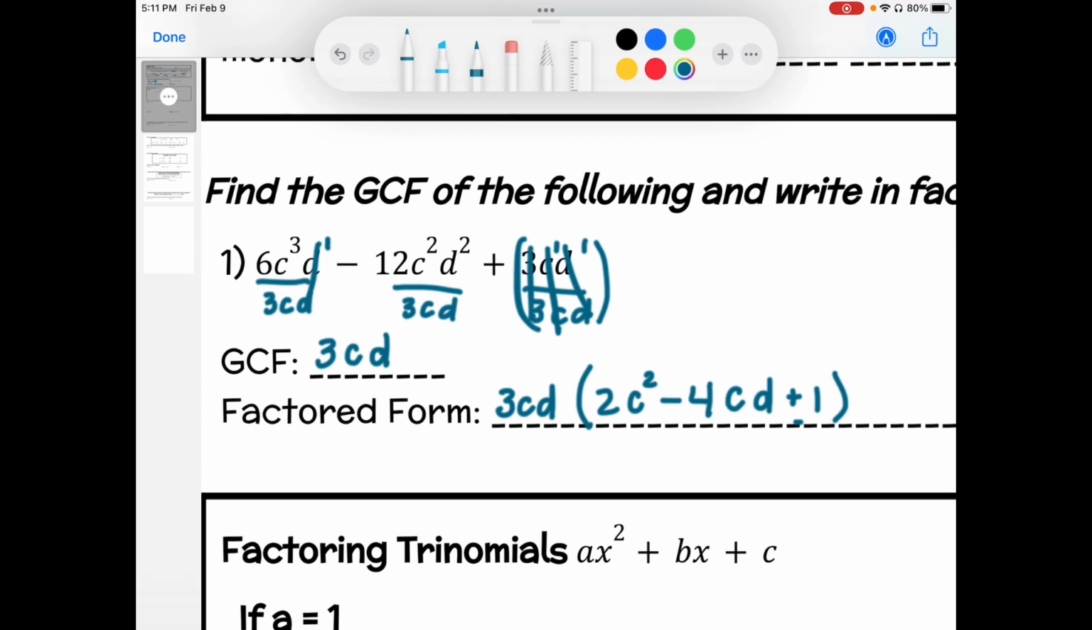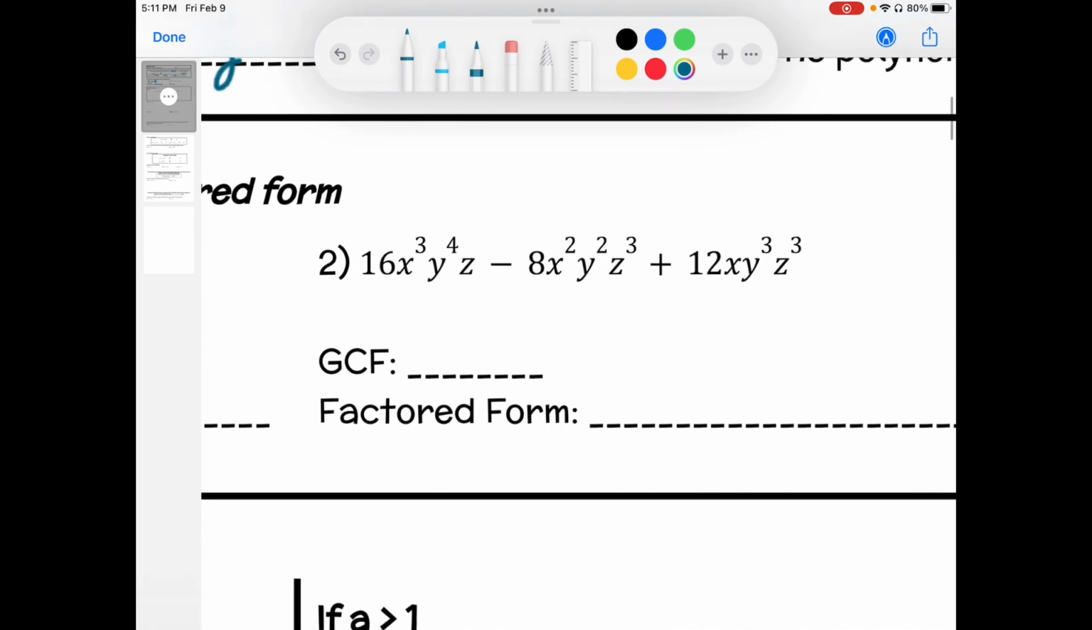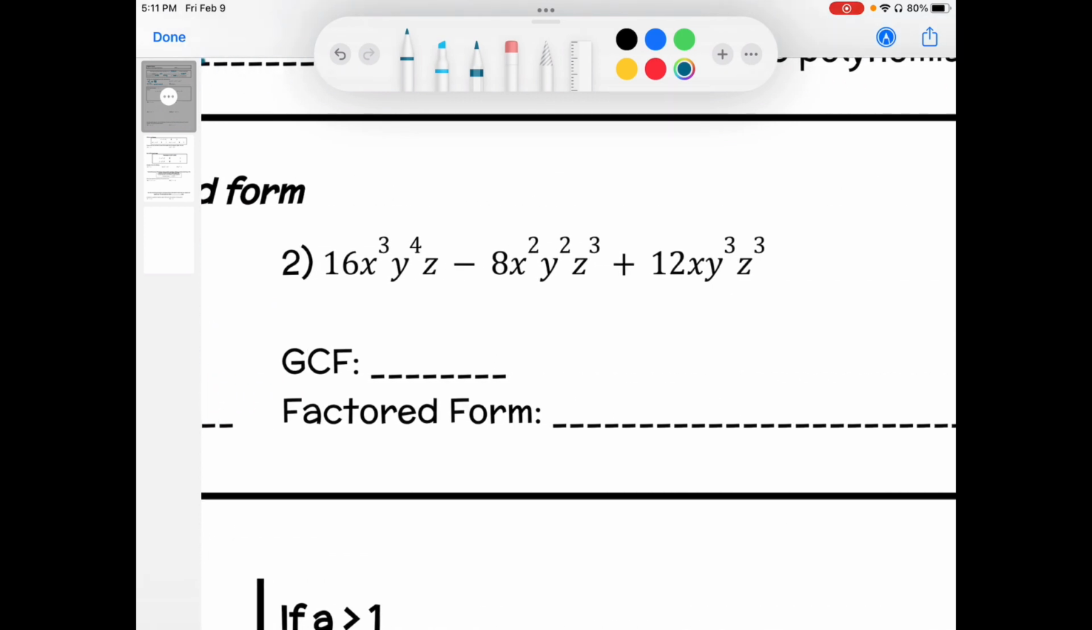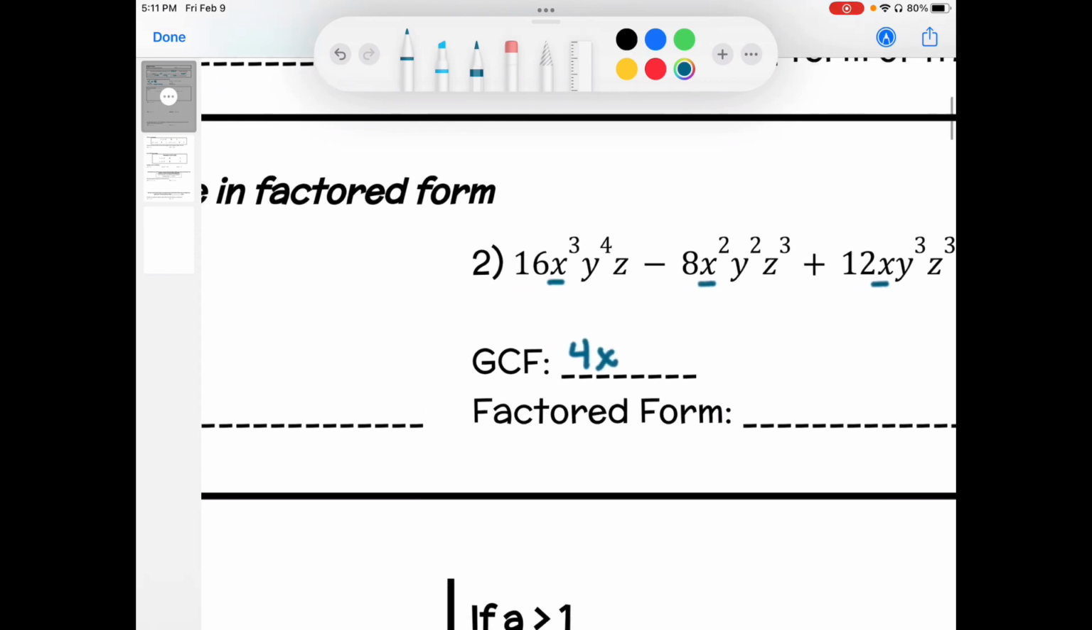All right, so we're going to go ahead and go to the next question and look for what's the biggest number we can divide each of these numbers by. So we could divide them all by 2, but there's actually a bigger number that we can divide them by. So we can divide each number by 4. And then we need to look at our variables again. So the smallest amount of x's that all have an x, the smallest one is just going to be 1x.